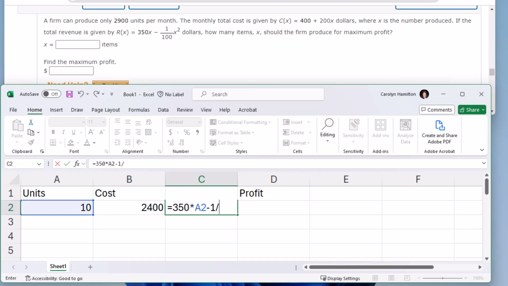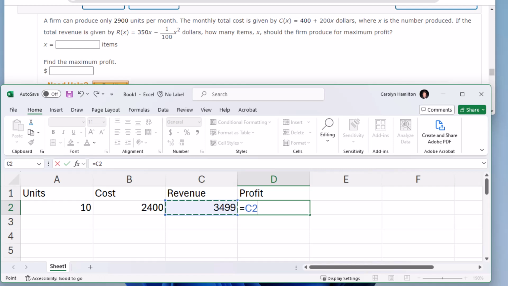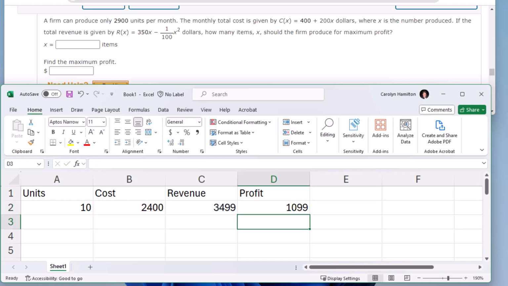Take away 1 over 100 times the units, and square it. Okay, then profit: get the revenue, subtract the cost. And let me do it up to 2,900.